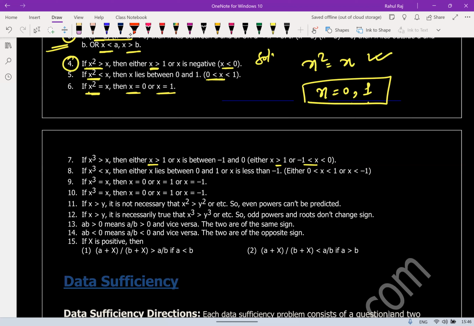Please ensure that you do it in your homework 100%. 100% this should be your homework. That should be done. Now it comes X cube is equal to X.